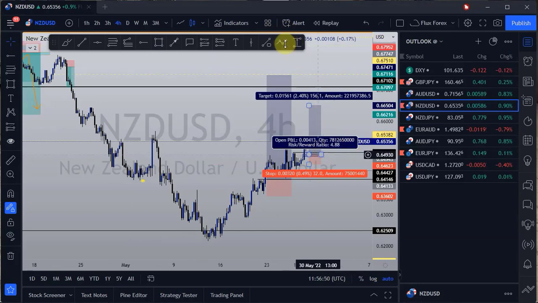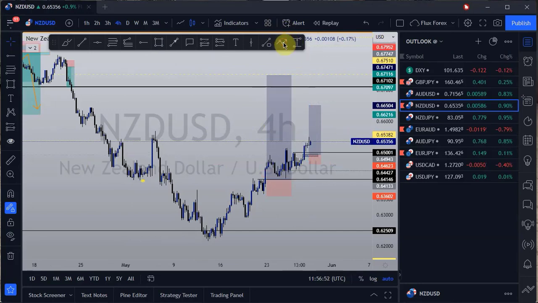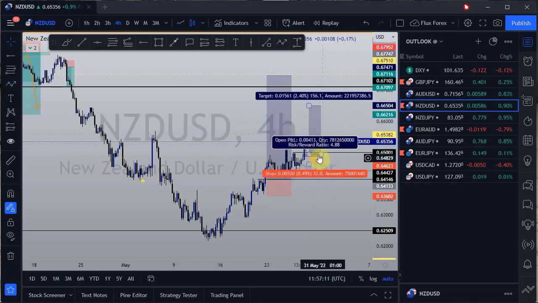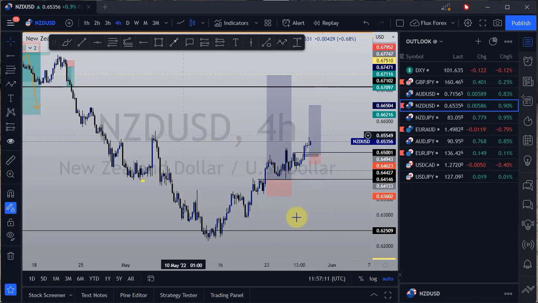I'll wait for price to retrace a little bit into the zone, and then I will expect to see price push to the upside. So going into this week, that is my expectation on NZDUSD.